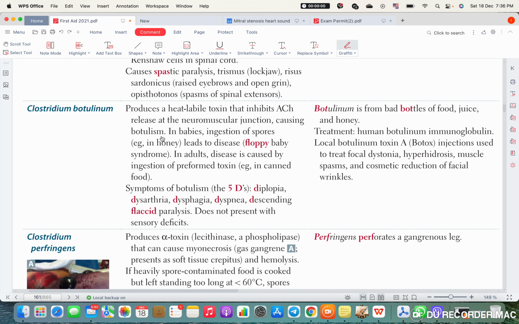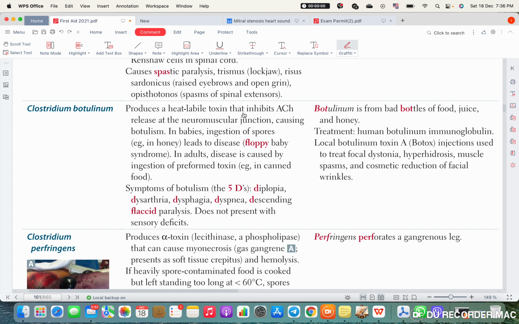Okay, so now we have destruction of the stimulatory neurotransmitter, which can lead to floppy baby, yeah? So in adults, the disease is caused by the preformed toxins in canned food. So symptoms of botulism are diplopia. Why? Because your eye muscles are weak. Then dysarthria. Like the patient will be speaking, but his articulation of the words will not make sense. So he will be reading like this.